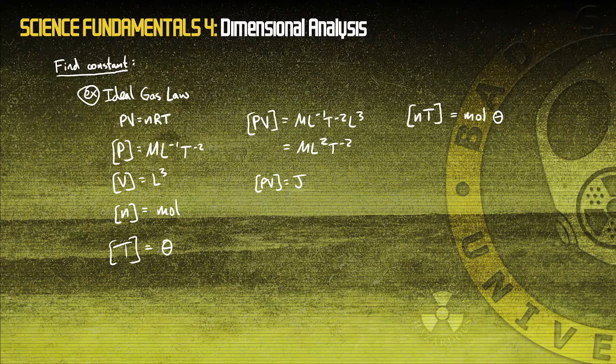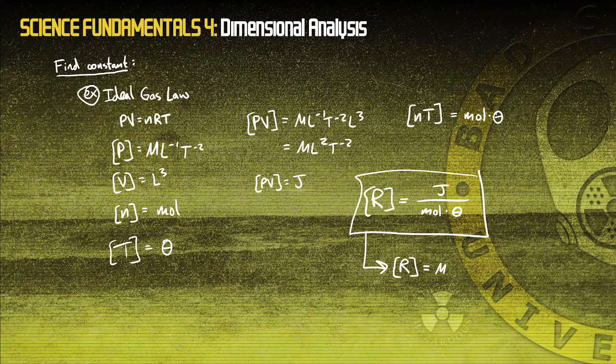So to find the units of R, you have to divide out the moles and the temperature. So those are going to be in the numerator. So in the constant, they're going to have to be in the denominator. So you know that you have mole times theta in the denominator. And then you need joules, or ml squared t to the minus 2 in the numerator. So that's going to be the units for your R constants.